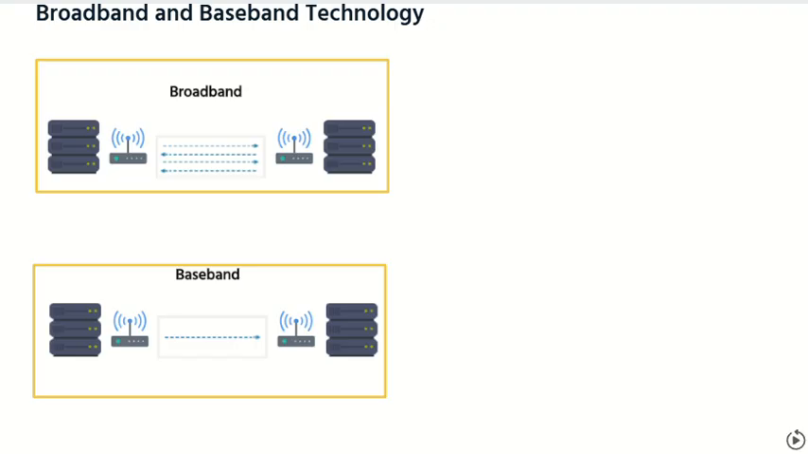Broadband and baseband are two types of data transmission technologies used to send and receive data over a network. Click each to learn more.